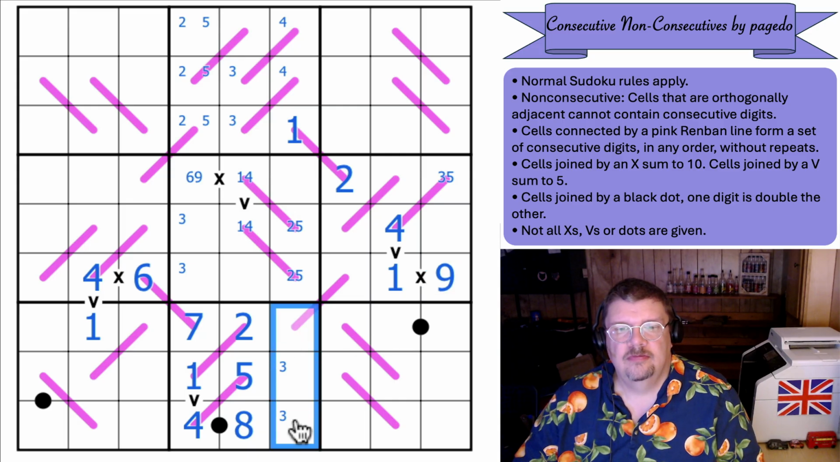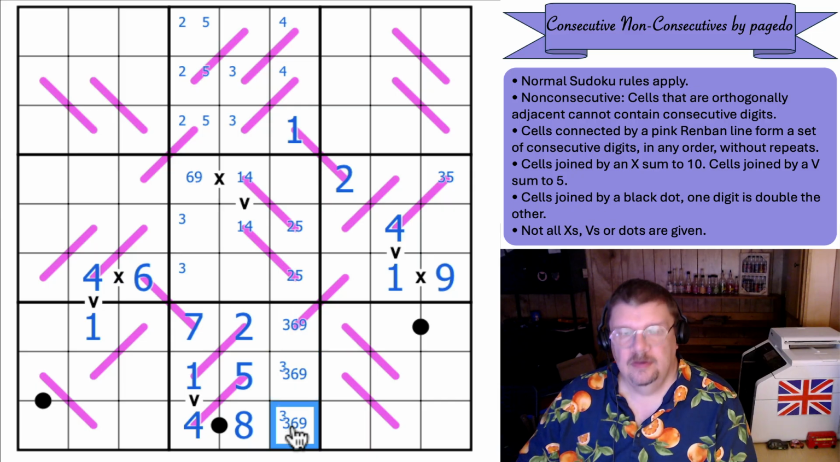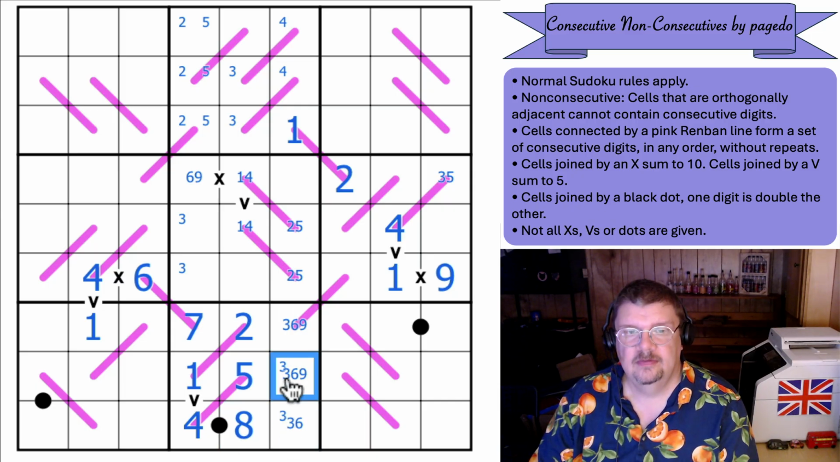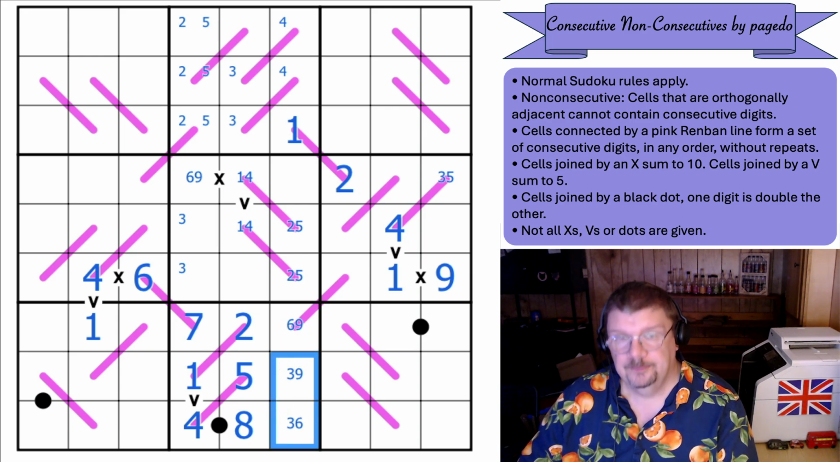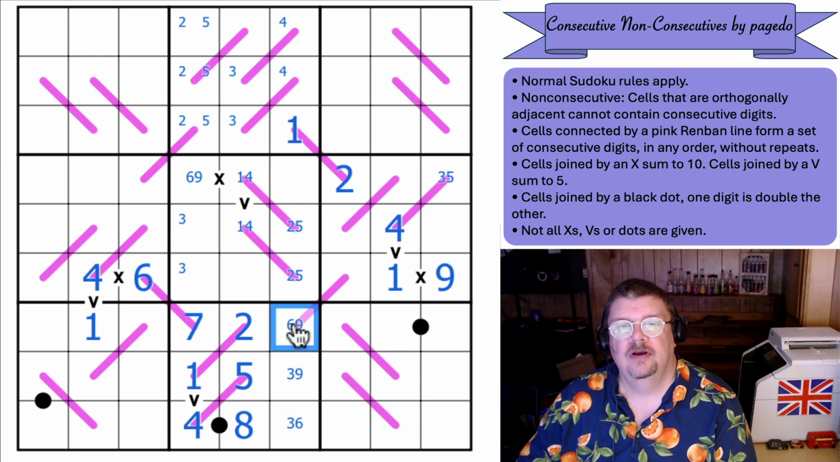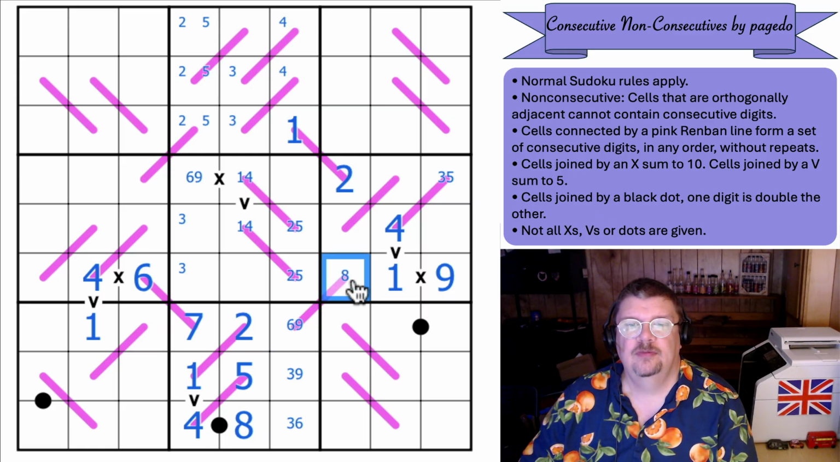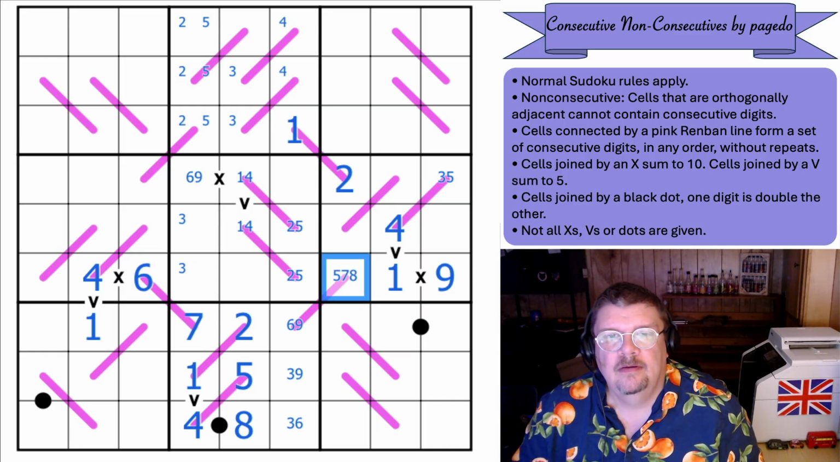These three digits are 9, 3, and 6. This one can't be a 9 because of the non-consecutive rule. This one can't be a 6 because of non-consecutive, and this can't be a 3. So this is 6 or 9. If this were 9, this would be 8. If it's 6, this would be 5 or 7. All of those look viable right now.